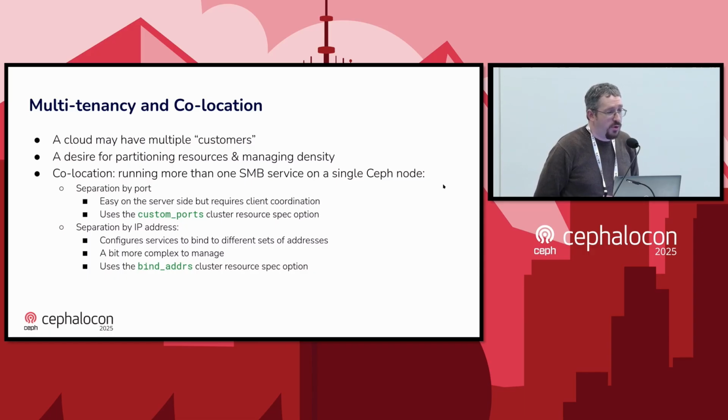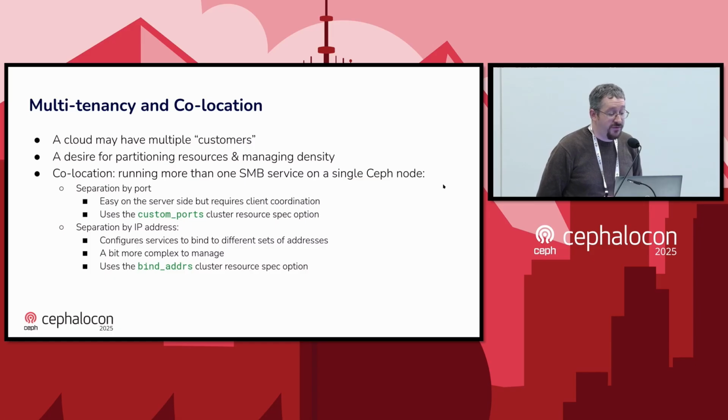We already supported having multiple clusters within one Ceph cluster, but they could never run on more. One instance could not run on the same Ceph cluster node. Co-location allows more than one SMB instance to run on the same Ceph node. This improves resource utilization.